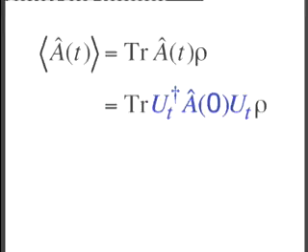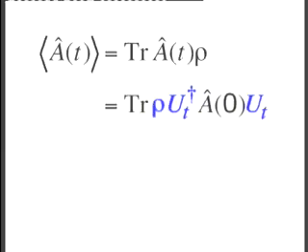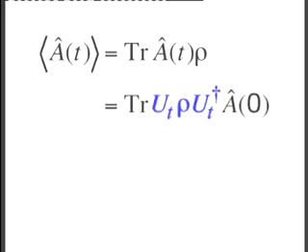We can rewrite it using the cyclic invariance of the trace like this. The expectation value of A of t equals trace of U rho U dagger times A of 0. Let's call this quantity rho subscript t. Rho subscript t is called the density matrix in the Schrodinger picture.